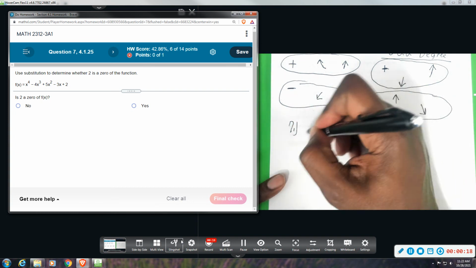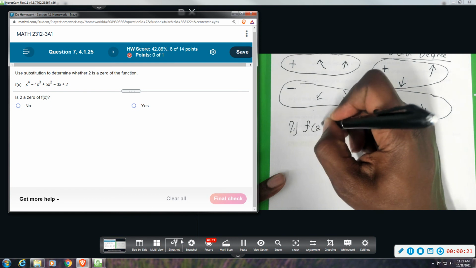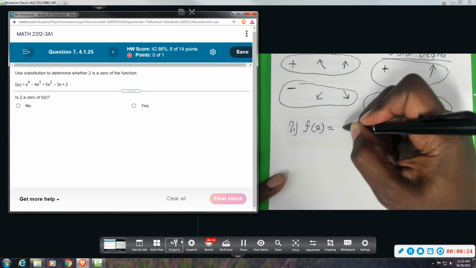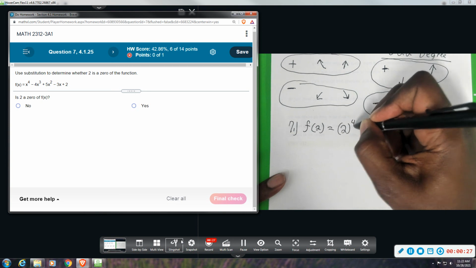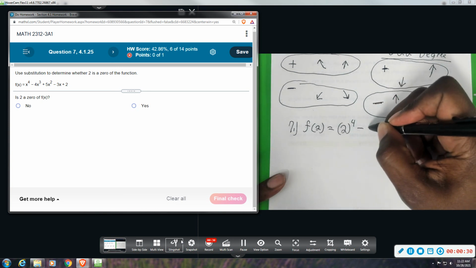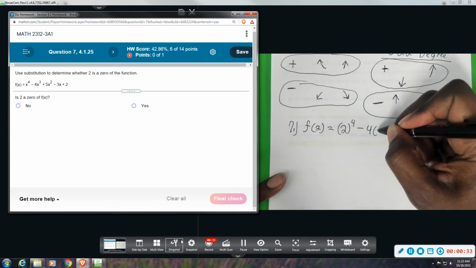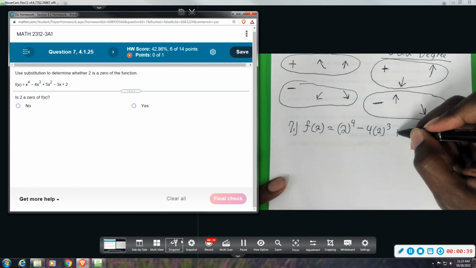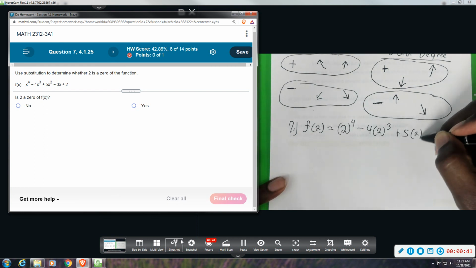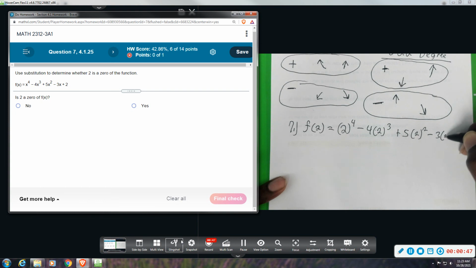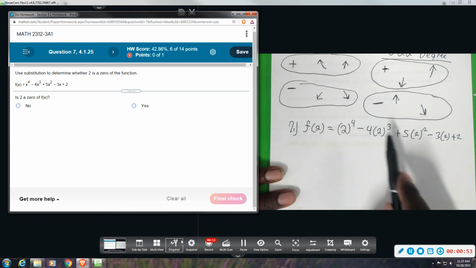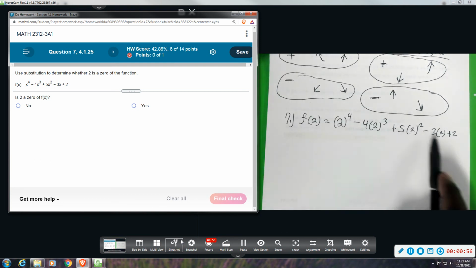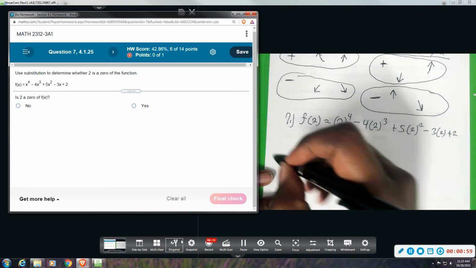So if you want to find out if 2 is a 0, you would just plug in 2 everywhere you have an x. So you'd have to do 2 to the 4th power, and then subtract 4 times 2 to the 3rd power, and then add 5 times 2 squared minus 3 times 2, and then plus 2. Okay, so raising 2 to the 4th, 3rd, and 2nd is not bad, but sometimes it gets a little bit tedious. So you can do it with synthetic division.